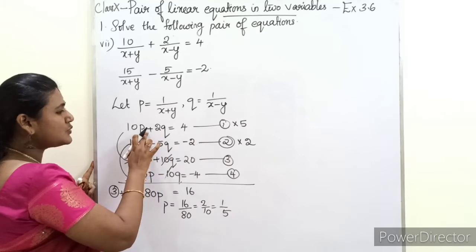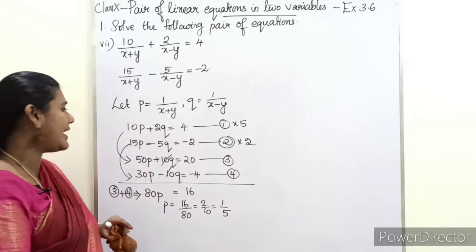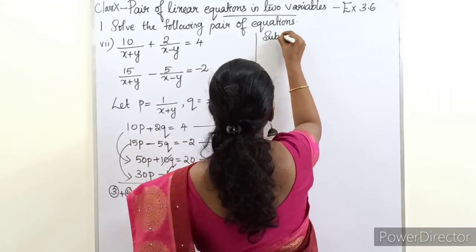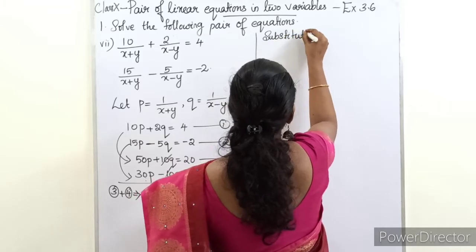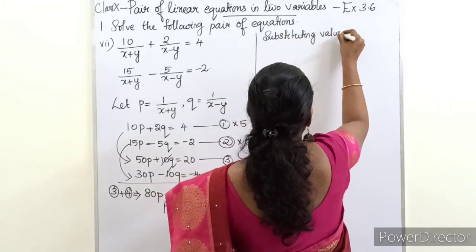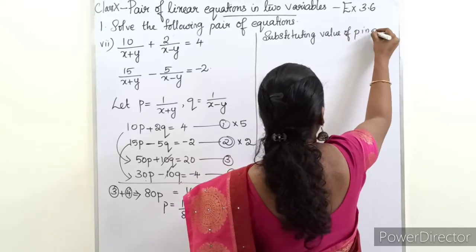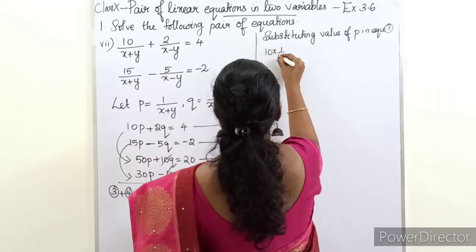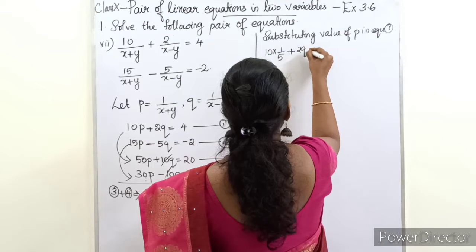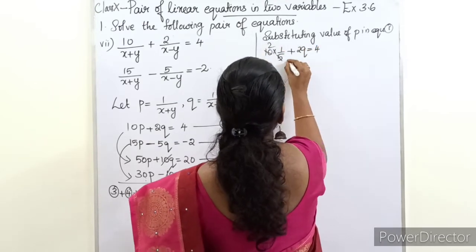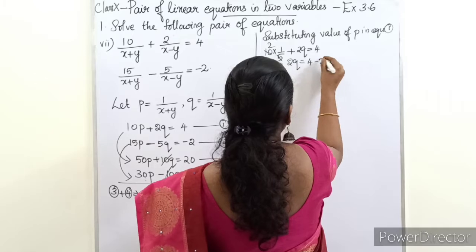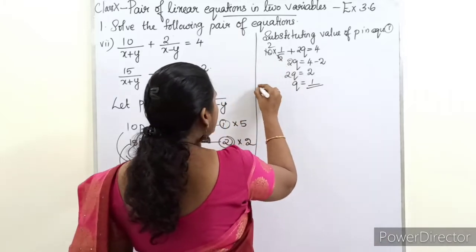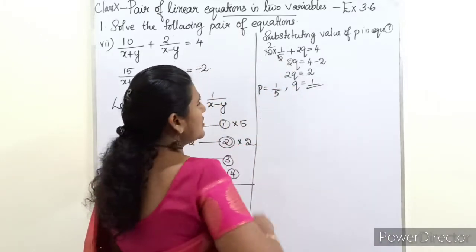This value we will substitute in first equation so that you will get the q value. Okay. So substituting value of p in equation 1. So here we have 10p. So 10 into p value is 1 by 5 plus 2q is equal to 4. So here we can cancel. So 2q is equal to 4 minus 2. That is 2q is equal to 2. So q is equal to 1. So we got p is equal to 1 by 5 and q is equal to 1.